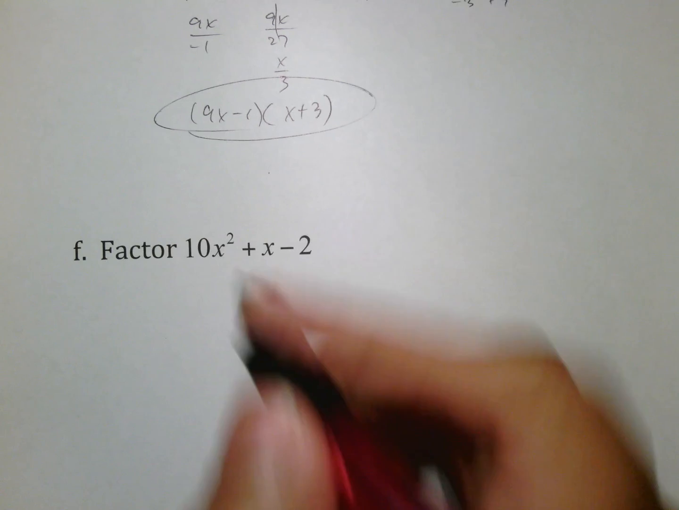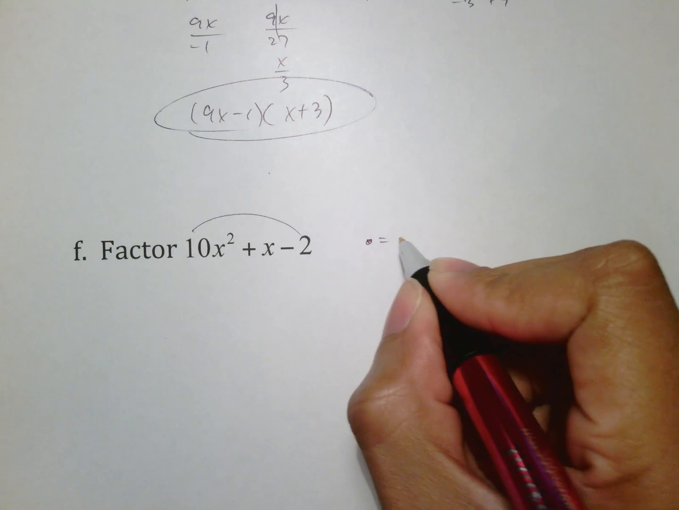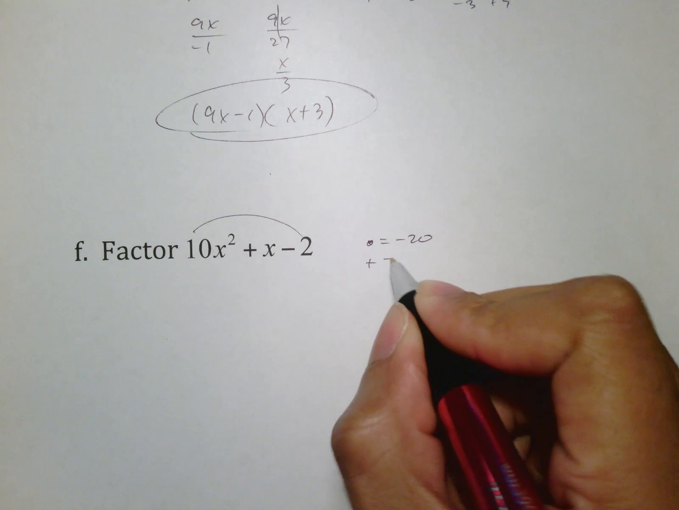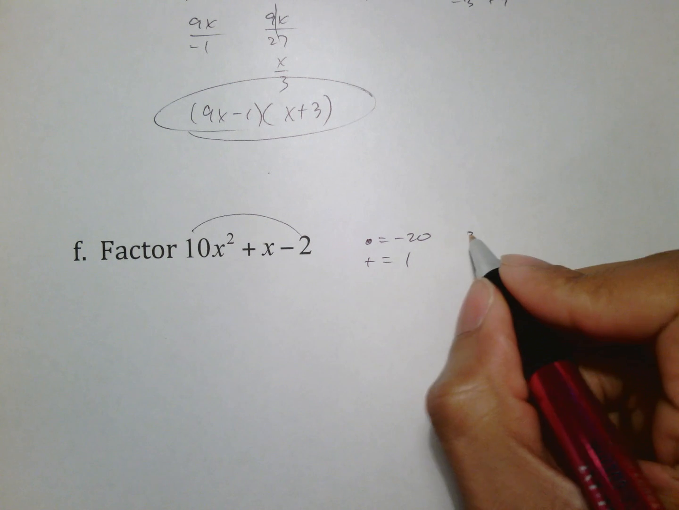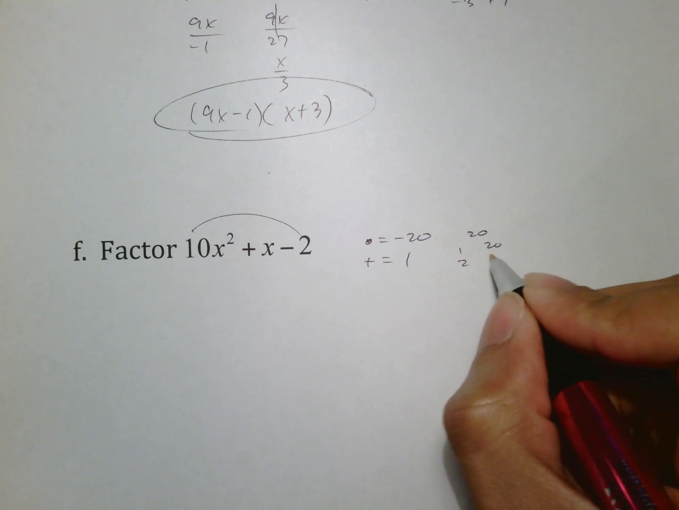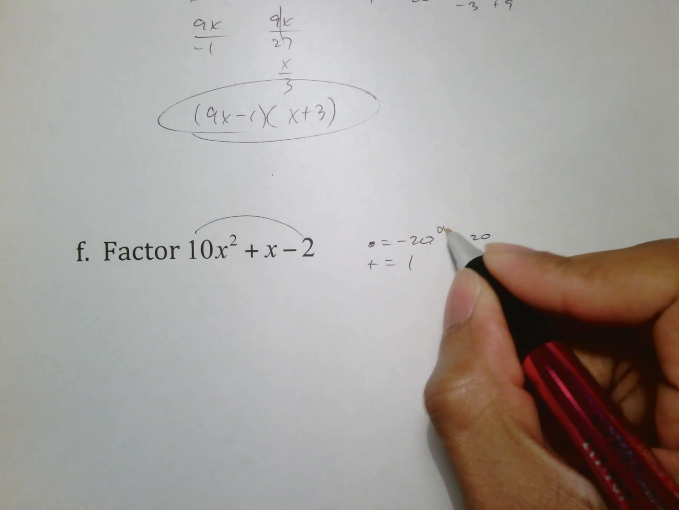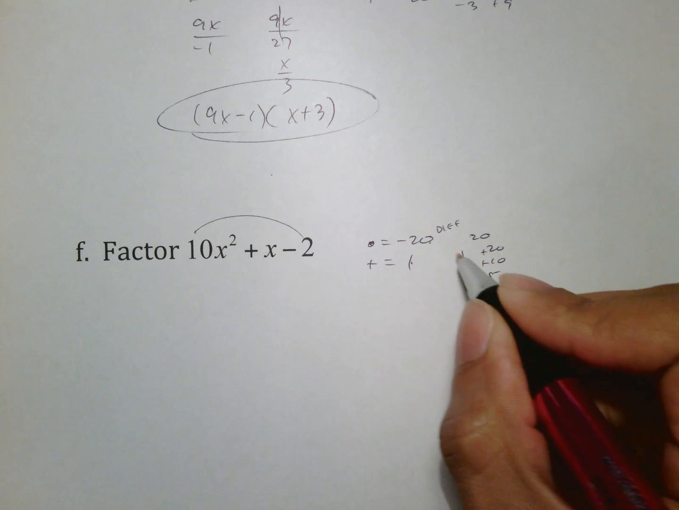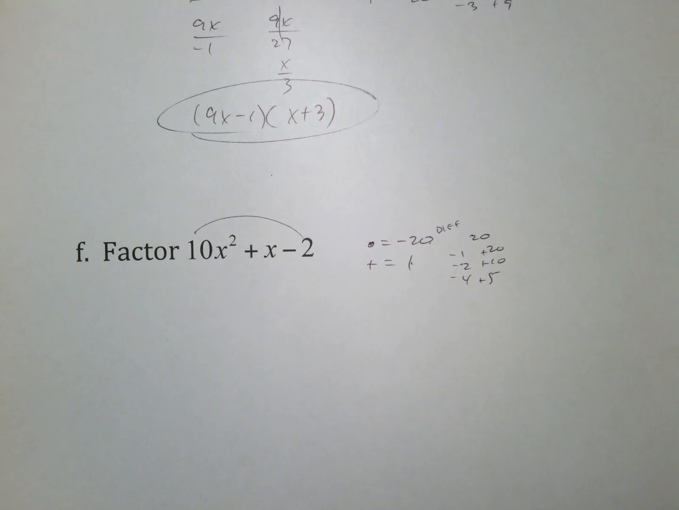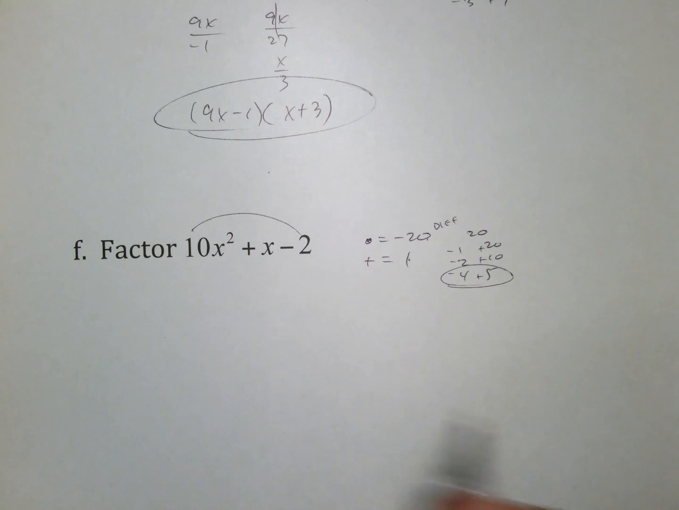And F. Again, this can't be a special situation because it's got 3 terms. Here we're looking for numbers that multiply to be negative 20 and add to be 1. With that being said, we make our tree for 20, 1 and 20, 2 and 10, 4 and 5. The fact that this is a negative 20 means the signs are different. This is a positive 1, which means that this side is going to be positive and that side is going to be negative. The ones that make 1 are negative 4 and positive 5.